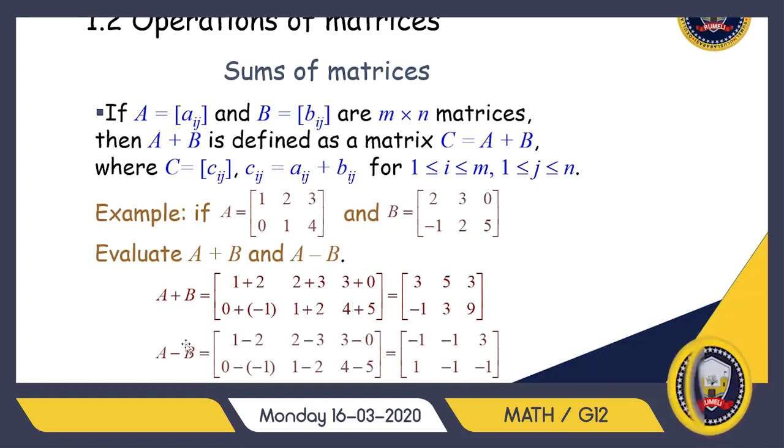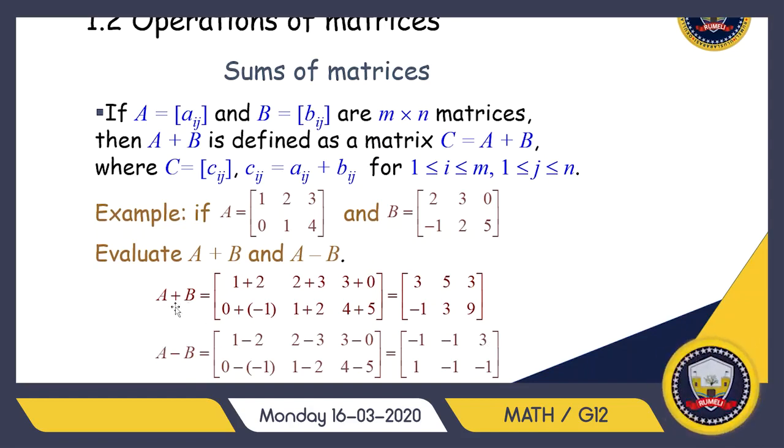In the same way, if you want to subtract two matrices, you would say A minus B. Take each element of A minus the corresponding element of B. So in this case, we would say 1 minus 2, the answer would be C11. 2 minus 3, the answer would be C12. And 3 minus 0, so the answer would be C23, 1, 3.